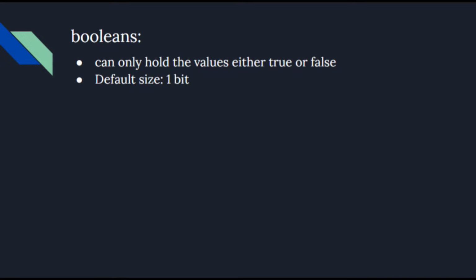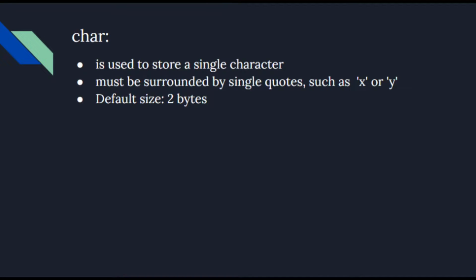Then comes booleans. This data type is declared with the boolean keyword, which can only hold the values either true or false. The default size of a boolean is 1 byte. The char data type is used to store a single character which must be surrounded by single quotes, such as X or Y. The default size of a char is 2 bytes.